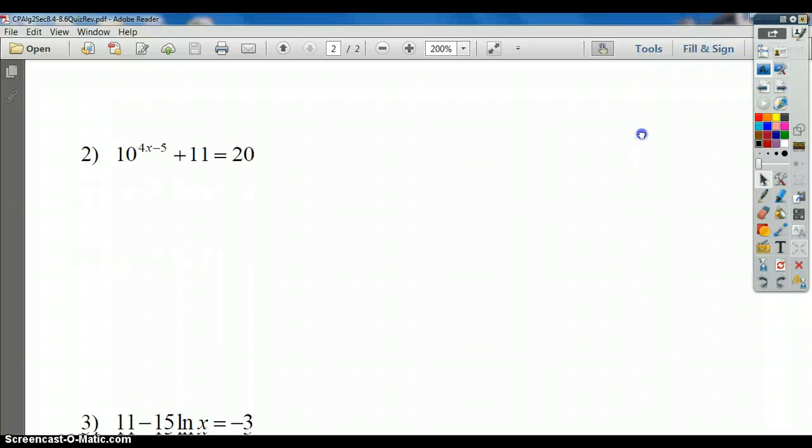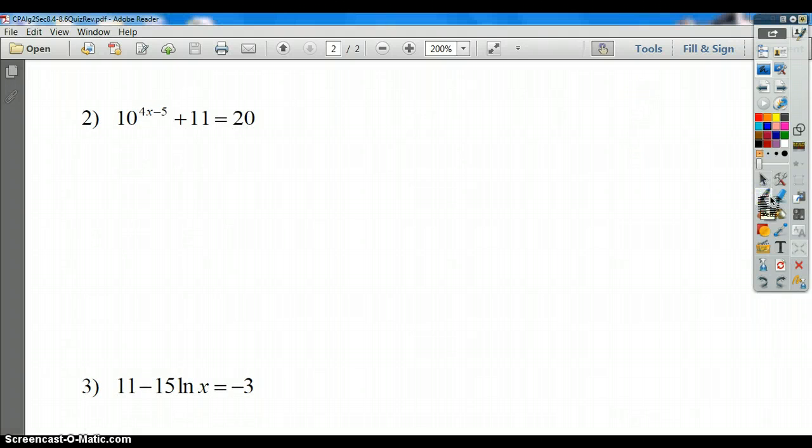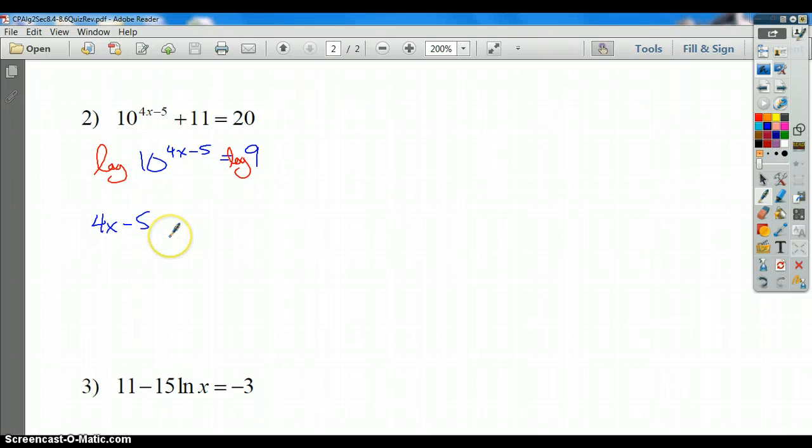Right? Going down to 2. I'm going to subtract 11 first. We're going to have 10 to the 4x minus 5. Subtract 11, get 9. Now, you cannot rewrite 9 and 10 with the same base. So therefore, we need to take the log of both sides. This is what you just learned in section 6. When you do that, that exponent 4x minus 5 can go in front of your log 10. Okay? So this is times log of 10 equals log of 9.